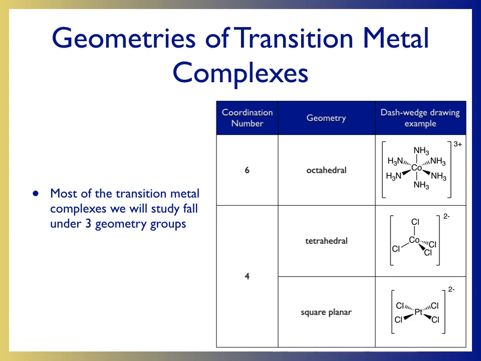Another common geometry for coordination number 4 is square planar. This is very similar to the octahedral picture, except the axial positions are not occupied by bonds. Usually, complex ions that contain platinum or palladium will be square planar. Again, the most common coordination number that we're going to see for our complex ions is 6, and that's what we'll focus on.